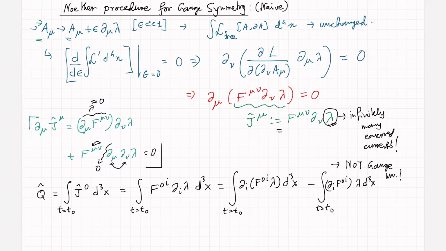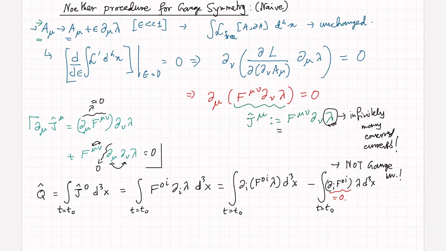Now, this second term is 0. This is Maxwell's equation. This is the 0th component of Maxwell's equation, ∂_μ F^{μν} equals 0. If you look at ν equal to 0, this is the thing. This is the Gauss law.